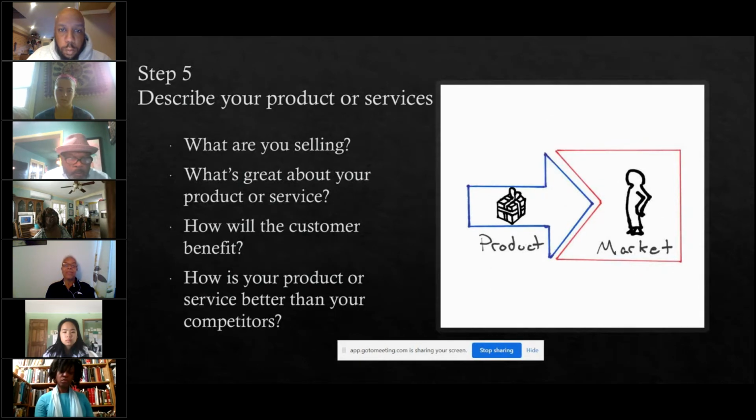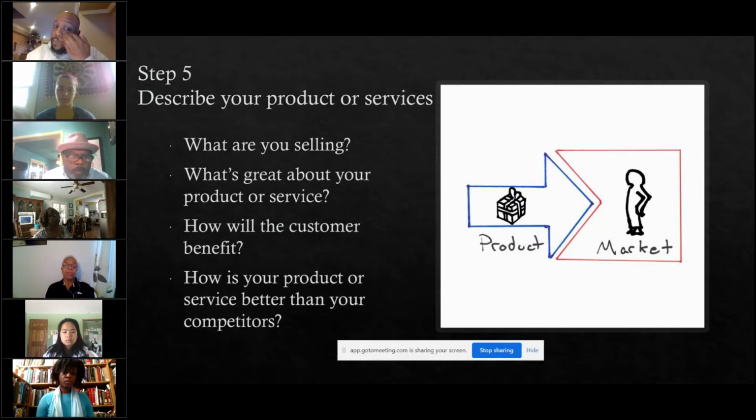So now you're going to describe your product or services. Again, what are you selling? What's great about the product you're selling? The product, are you doing a landscaping business and you also can provide permeable pavement so that when it rains, the water will be filtered through the pavement instead of putting concrete? Maybe that could be your niche, because a lot of companies don't know how to put down permeable pavement.